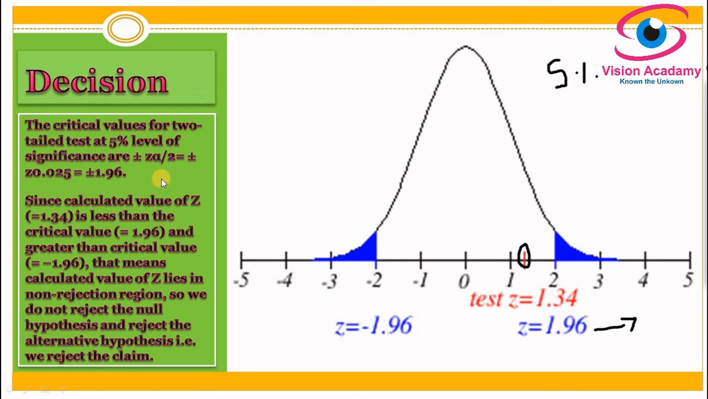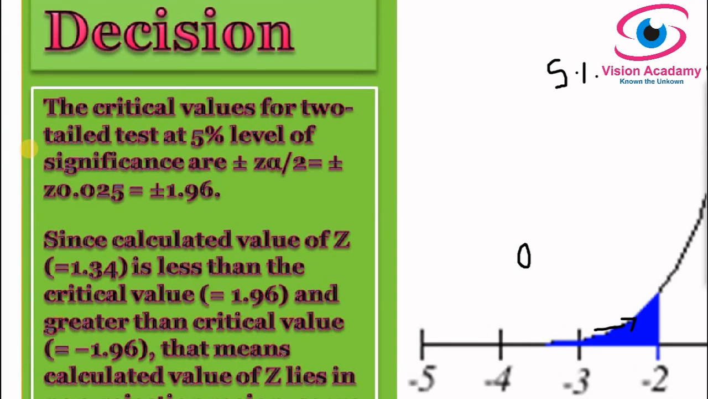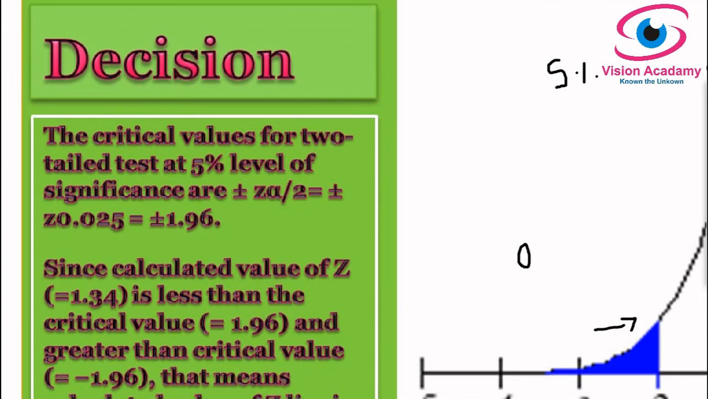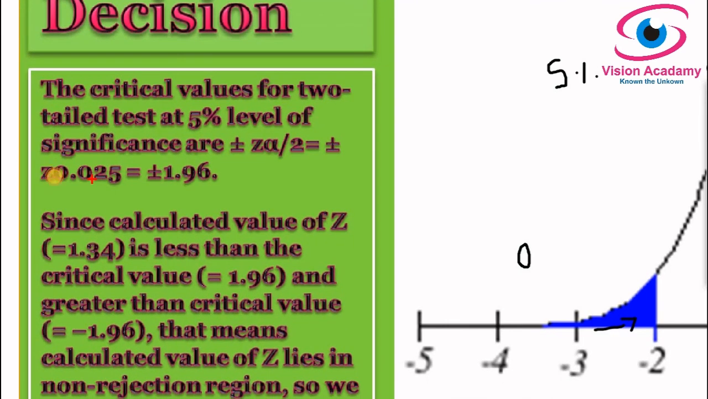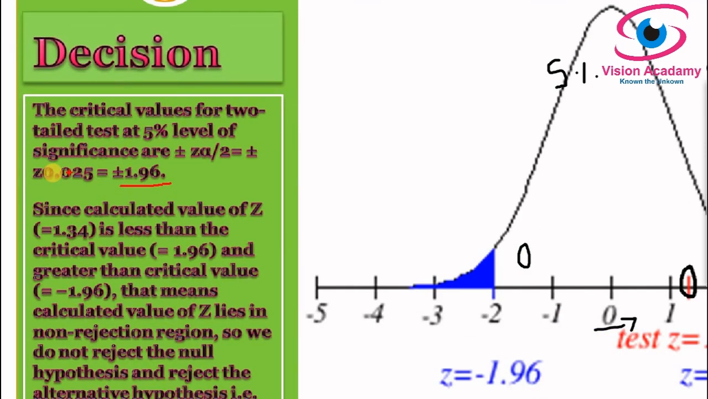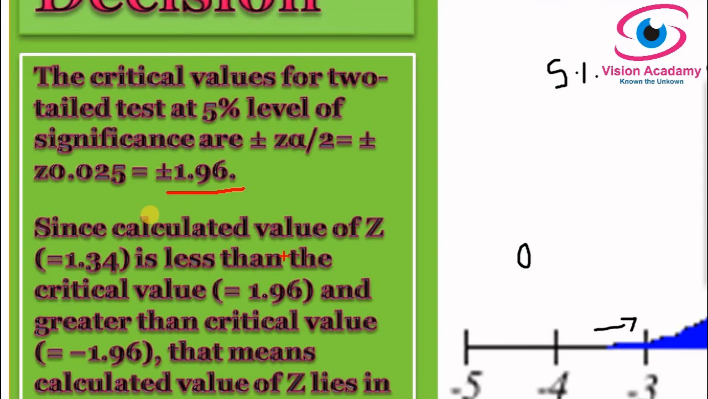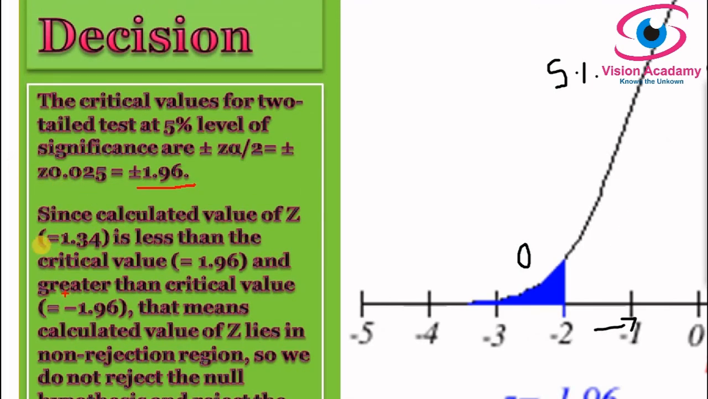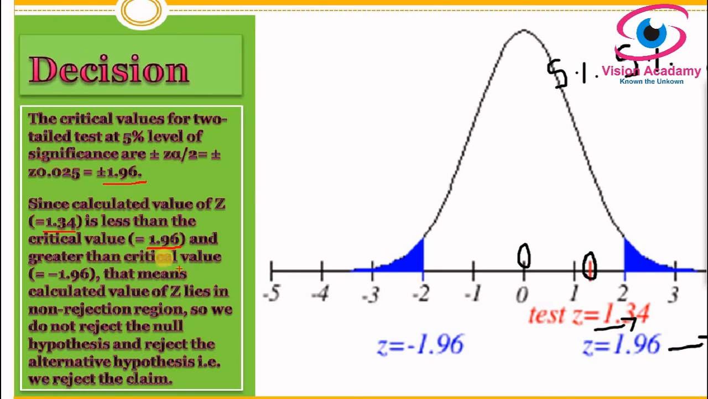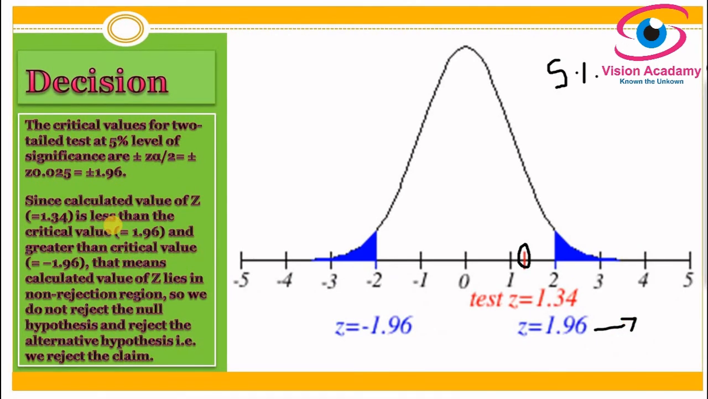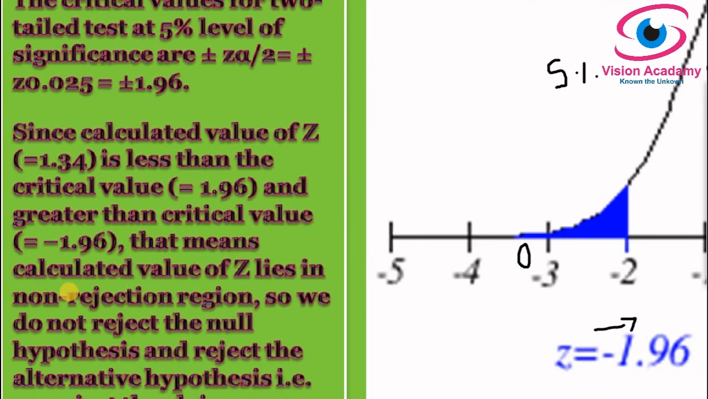So we can take a decision out of it, since it is not falling in the rejection region. The critical values for a two-tailed test at 5% level of significance are plus or minus 1.96. Moving further, the calculated value of the test statistic Z, 1.34, is less than the critical value of positive 1.96 on the right side of the region, and also greater than the critical value of minus 1.96 on the left side of the graph. So what does it mean? It is falling in the non-rejection region.